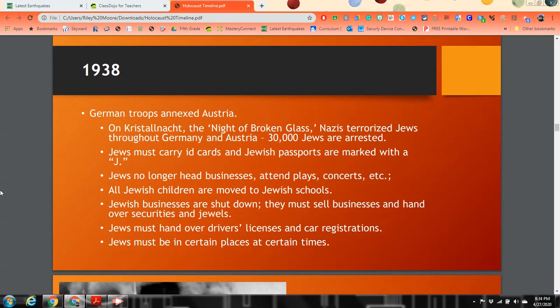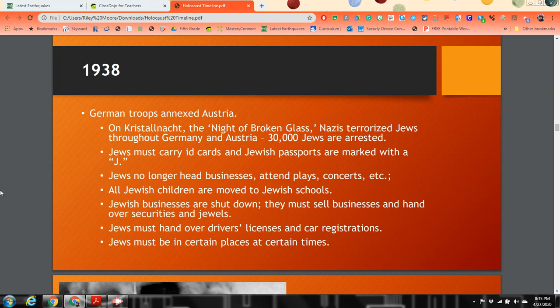Now, we're going to skip to 1938. German troops annexed Austria, which meant they took it. Now, Kristallnacht, which is the Night of Broken Glass, that is when Nazis terrorized. They went through Germany, they went through Austria, which they had annexed and taken part of. They went through and destroyed synagogues, which were Jewish places of worship, businesses, homes. They had 30,000 Jews arrested. They were just going wild with this. It was called Kristallnacht.